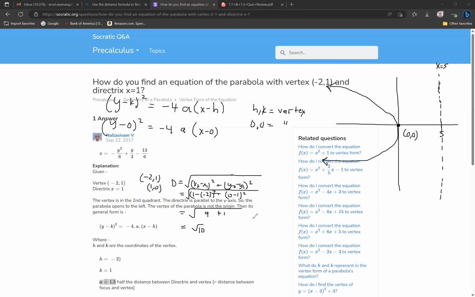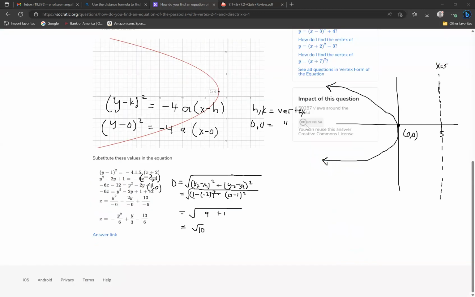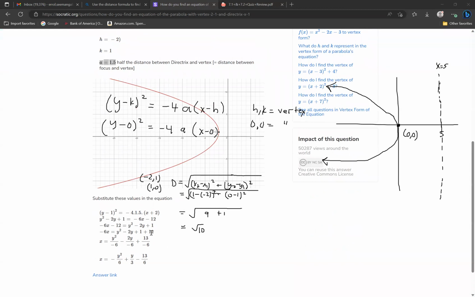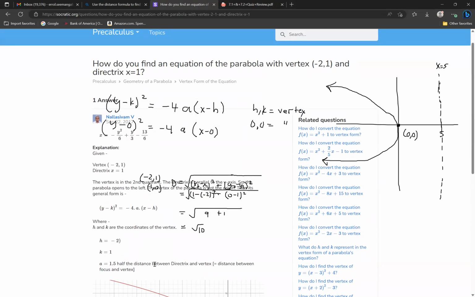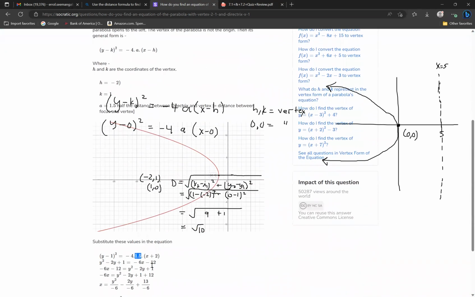All right, so let's see what else they got. Substitute these values into the equation. So there's where they plug in the 1.5. All right, so we got everything about the 1.5. Where are they getting the 1.5 from? Half the distance between the directrix and vertex. Where's 1.5?